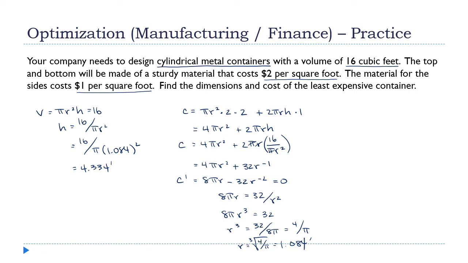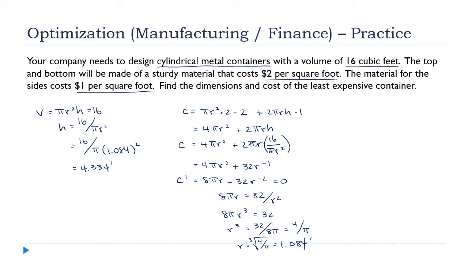Right, so that's the dimensions. The radius of the bases, top and bottom, is 1.084 feet, and the height is 4 1/3, give or take. Just about 4 1/3 feet. Okay, and we were also asked for the cost.